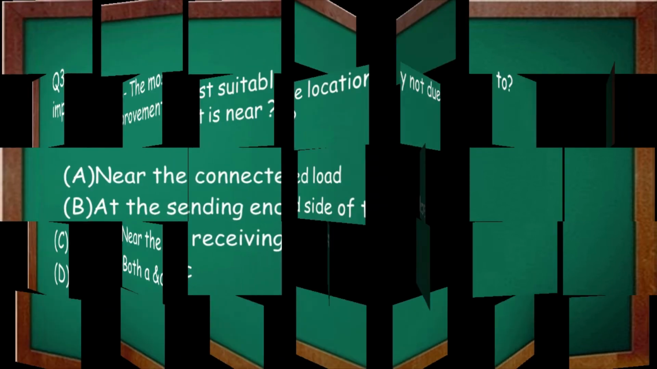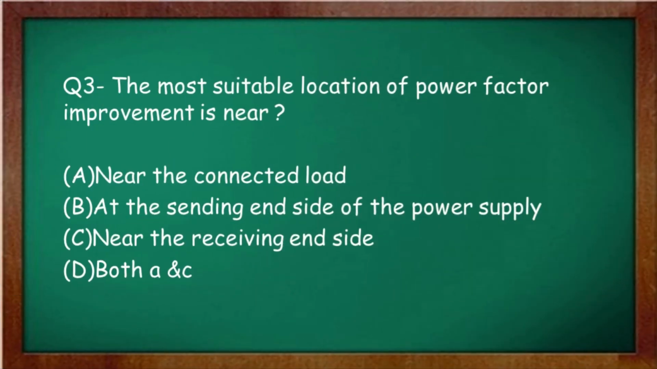Question number 3. The most suitable location of power factor improvement is near option A the connected load, option B the sending end side of the power supply, option C the receiving end side, or option D both option A and option C. The right option is option D. Both A and C are one and the same. So the right option is option D.